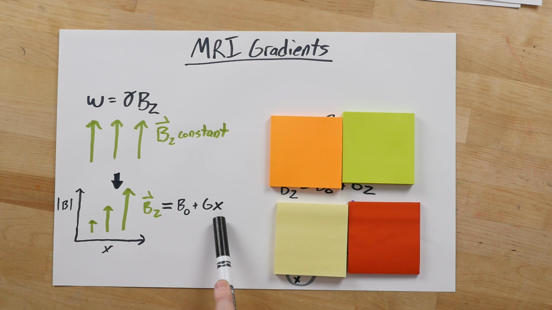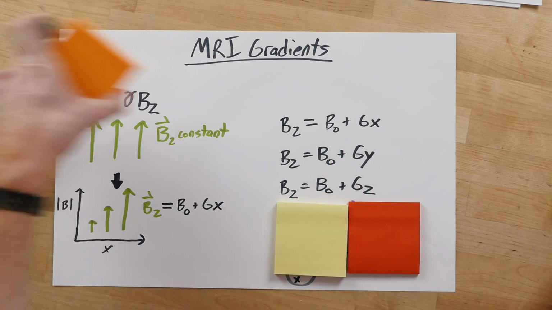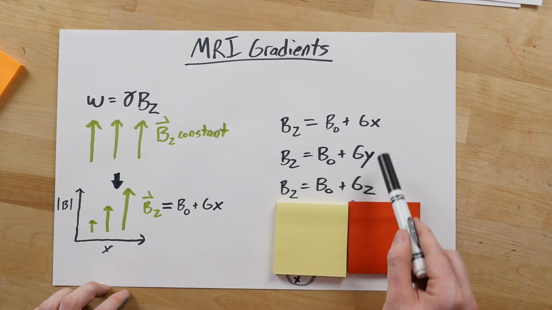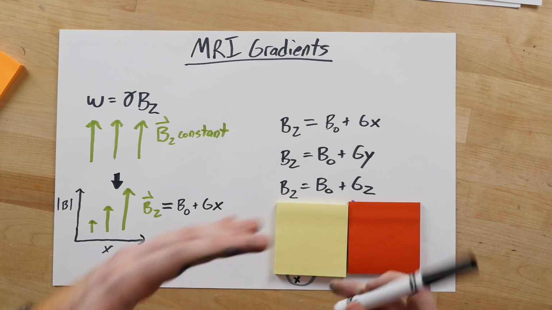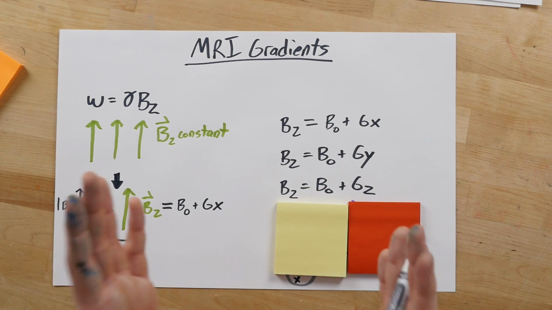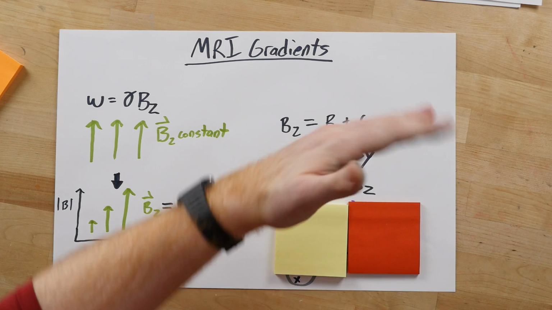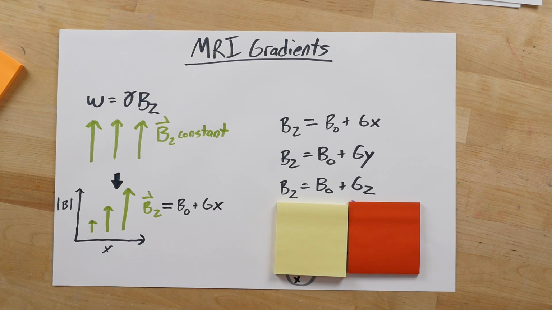Now, our gradients don't have to be just in the x direction. They could be in the x direction, y direction, or z direction, or any combination of those things. In any case, it allows us to get different slices of the head or the arm or the foot in different orientations so that we can piece together a 3D image to actually visualize.